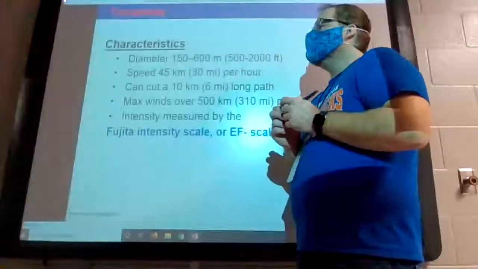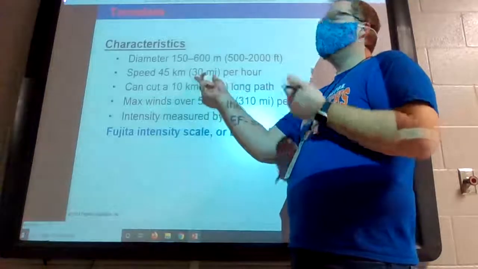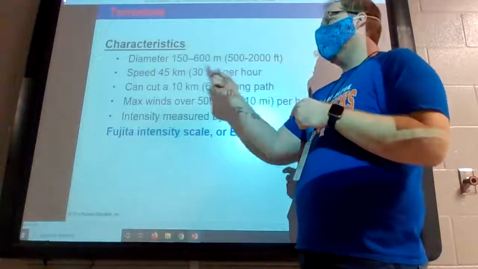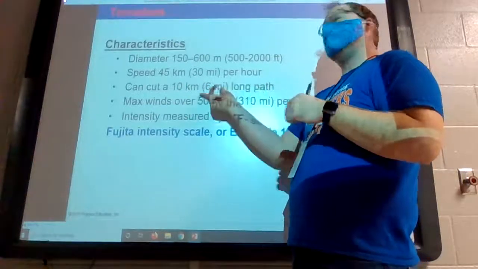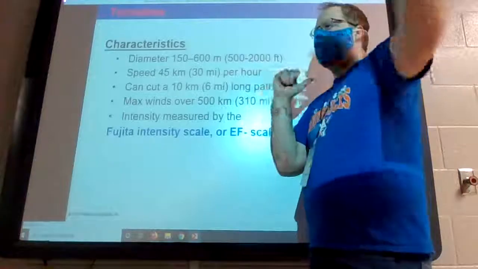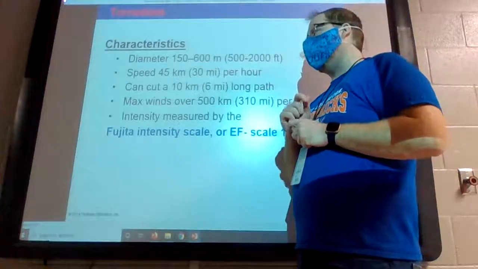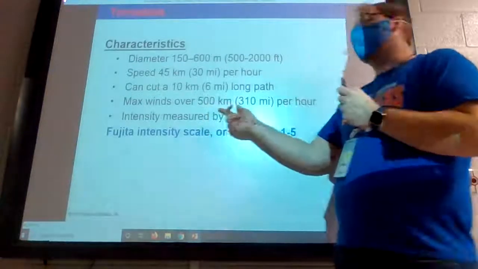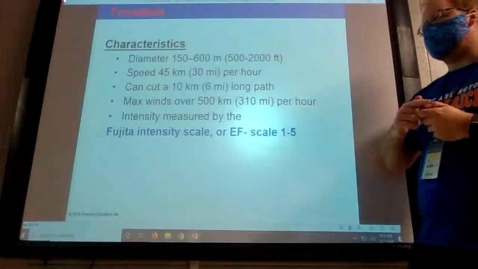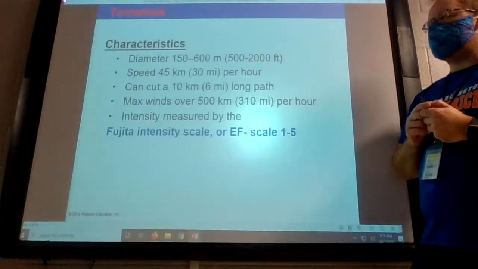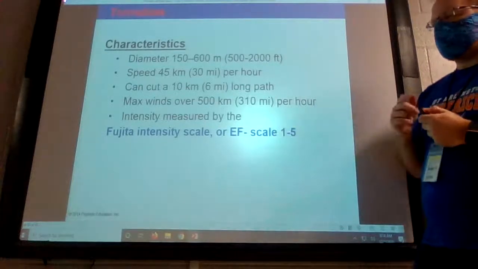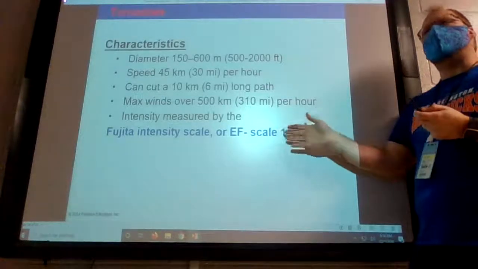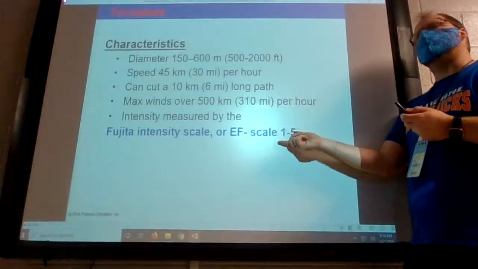Okay, so they move about 30 miles an hour. That's directional movement, not the rotation. They can cut a 6 mile long path. That's pretty long. Most of them drop down, hit a small area, and then go back up. But some of the bad ones can be miles and miles long. Max winds over 500 kilometers per hour, or 310 miles per hour. Intensity is measured by the Fujita intensity scale, which is your EF 1 through 5. And living around here, you might have noticed it takes them a while to know for certain what that is.